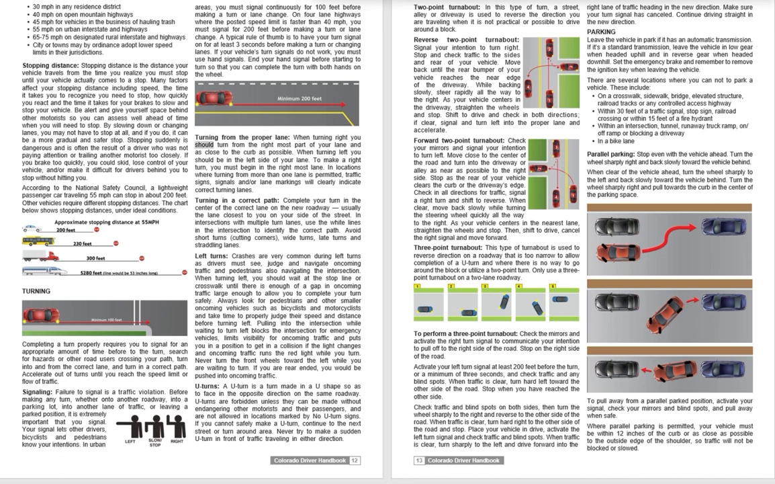Turning from the proper lane. When turning right, you should turn from the rightmost part of your lane and as close to the curb as possible. When turning left, you should be in the left side of your lane. To make a right turn, you must begin in the rightmost lane. In locations where turning from more than one lane is permitted, traffic signs, signals, and/or lane markings will clearly indicate correct turning lanes.